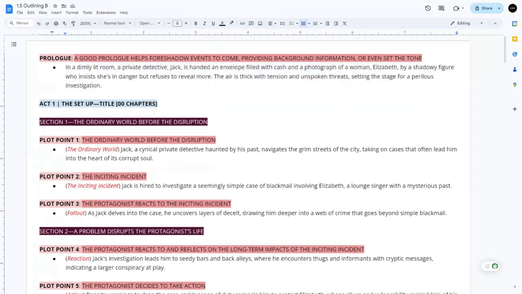So for the main narrative, we start off with basically developing the tone. That's what the prologue does. The tone and style of writing might be in there, and you're introducing characters, themes, things like that. So I just said, in a dimly lit room, private detective Jack is handed an envelope filled with cash and a photograph of a woman, Elizabeth, by a shadowy figure who insists she's in danger but refuses to reveal more. The air is thick with tension and unspoken threats, setting the stage for a perilous investigation.